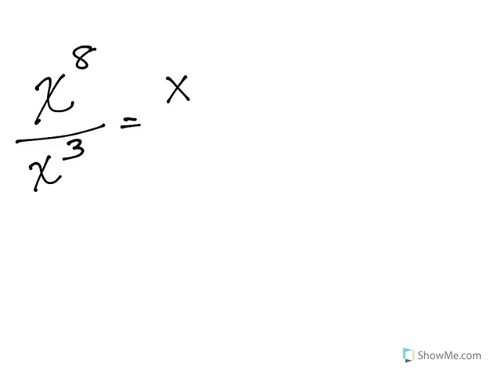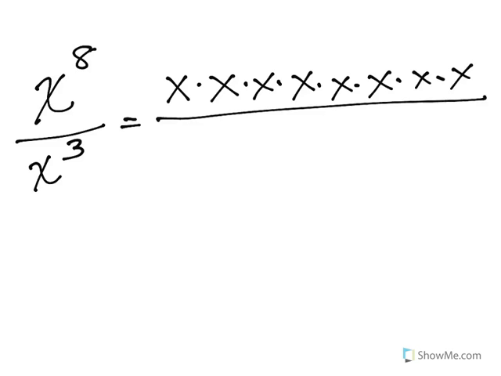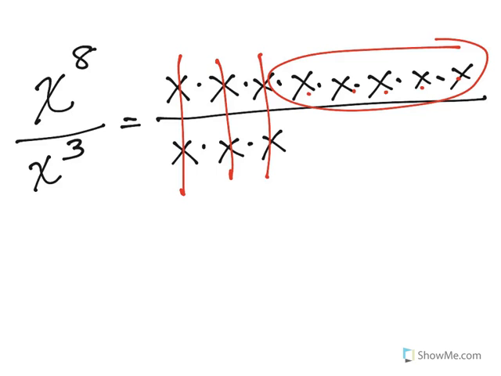Now, this works similarly with division. So if I have x to the 8th over x to the 3rd, think about what x to the 8th means. It means I have an x 8 times. X to the 3rd means I have an x 3 times. If you are dividing and you have the same factors in the numerator and denominator, you can reduce those. So this x can cancel out, this x can cancel out, this x can cancel out. I am left with 1, 2, 3, 4, 5. So this is the same as x to the 5th.